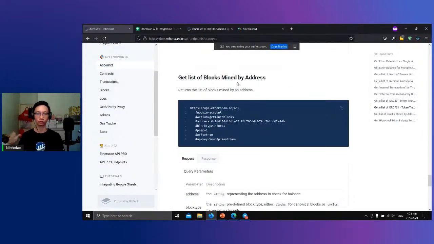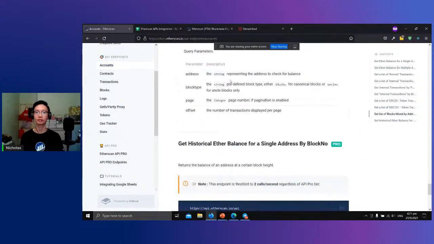And finally, get a list of blocks mined by an address. So if you're a miner, you can check how many blocks you've mined from your address.